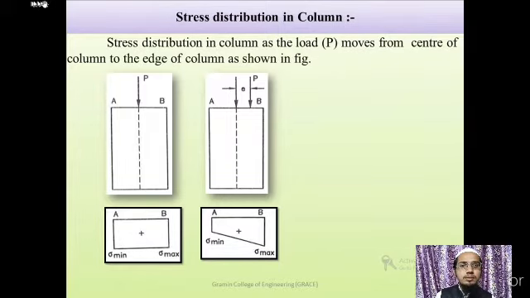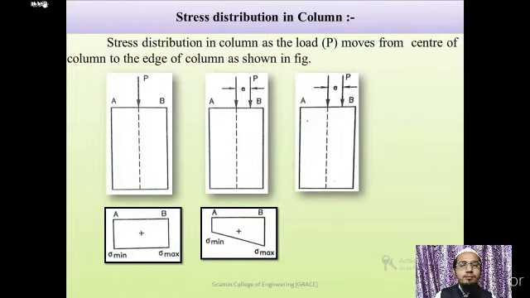Because, as we know, the final stresses are just the sum of the direct and bending stresses, or the difference of the direct and bending stresses. So due to this moment it will change.